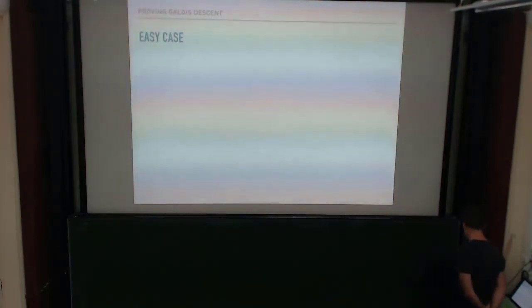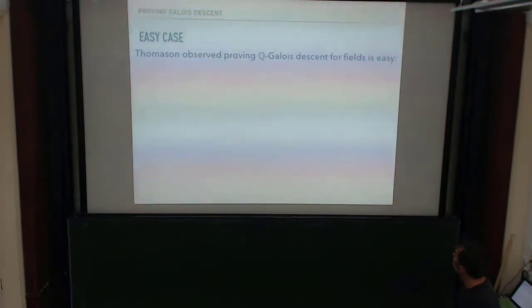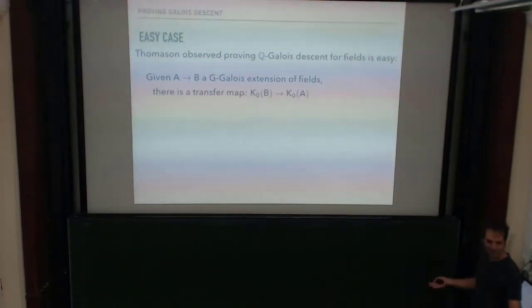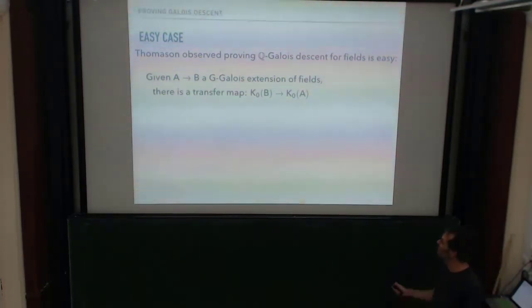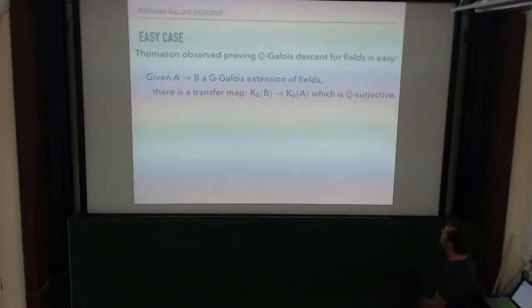So how do we prove this Galois descent? Let's do the easy case, which is the easy case of Thomason's descent result. He showed that Galois descent rationally for fields is really quite easy. If you have a G-Galois extension of fields, there's a transfer map, which we heard about, going from B to A, which is rationally surjective.